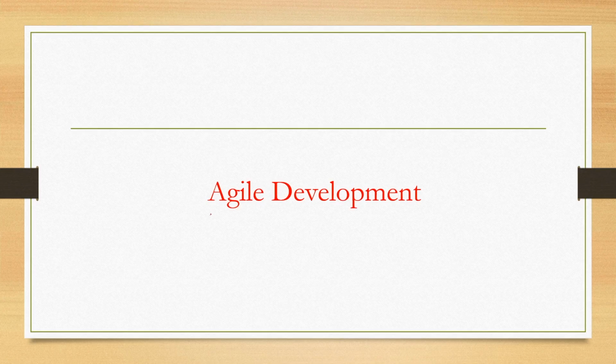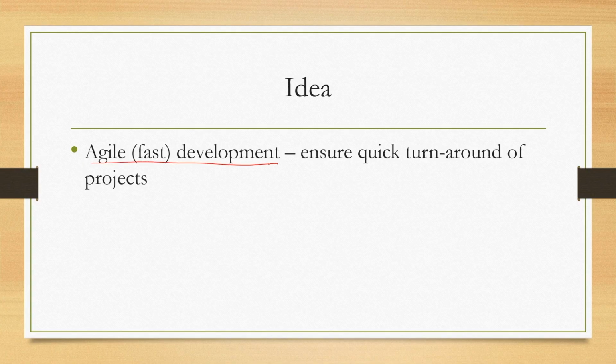This is clearly problematic. It may lead to time and cost overrun. So, in order to overcome this situation, we need to adopt a method that can deliver quickly. So, there comes the agile development framework or agile development approach. The idea is that agile or fast development should be encouraged and implemented in practice. If we implement this development practice, then it ensures quick turnaround of projects, which are more acceptable to the clients.